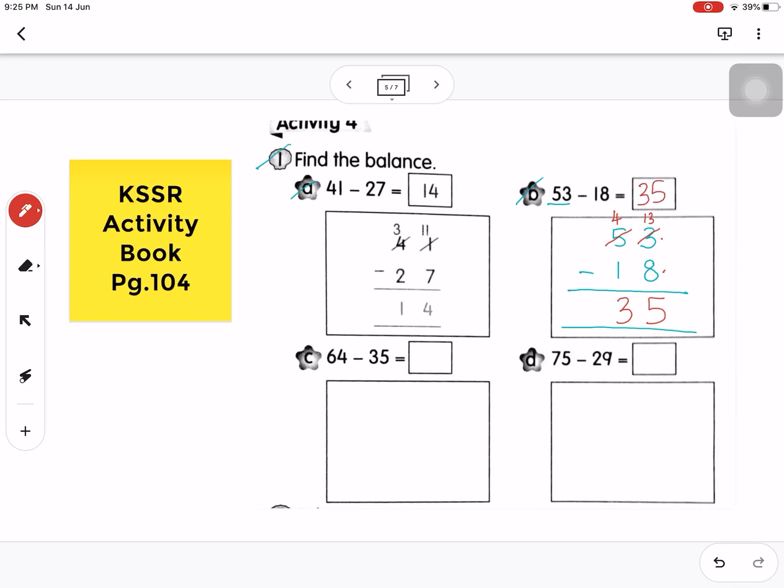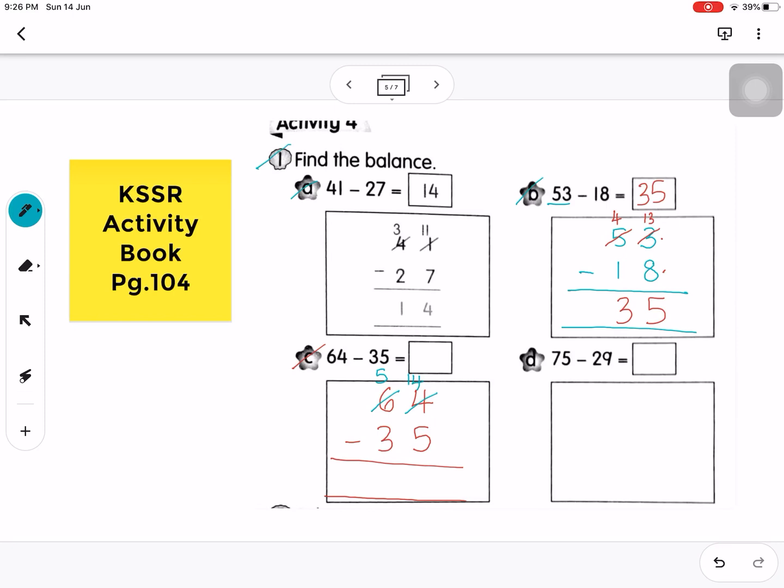Okay, so for C, 64 minus 35. The same thing, the box here, we need to do the standard written method to find out the answer. The standard written method actually is our working steps to find out the answer. 64 minus 35. Need to write nicely, according to the place. Ruler, please. Okay, and then 4 cannot minus 5 so we need to borrow. You need to borrow 1 from 6. I will have 5 left. And then I do regroup. 10 plus 4 is 14.